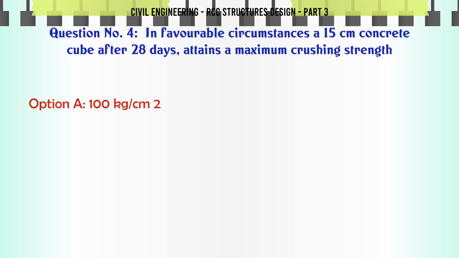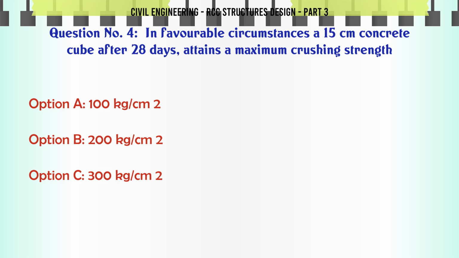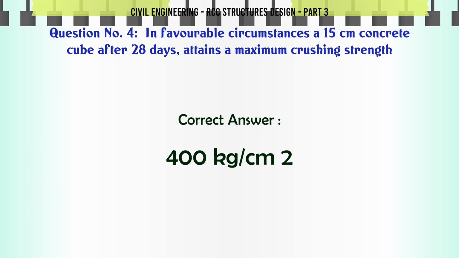In favorable circumstances, a 15 cm concrete cube after 28 days attains a maximum crushing strength of: A, 100 kg/cm²; B, 200 kg/cm²; C, 300 kg/cm²; D, 400 kg/cm². The correct answer is 400 kg/cm².